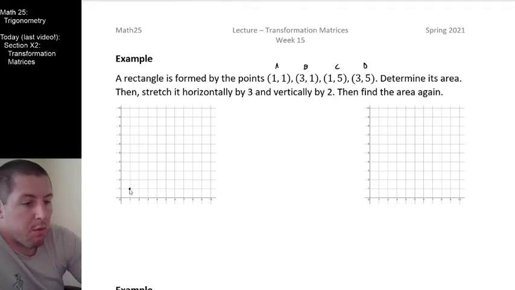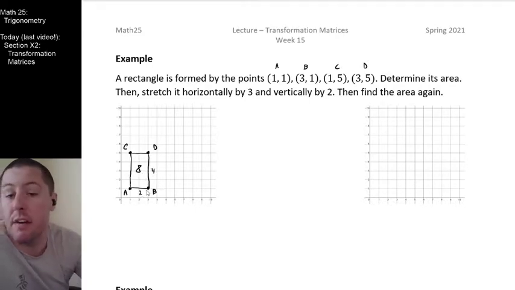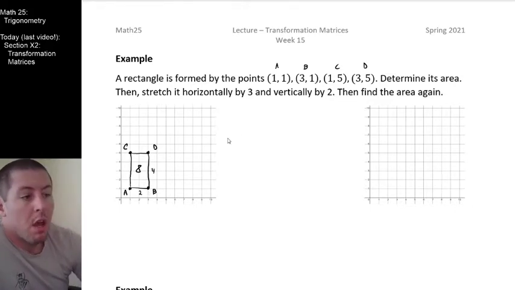So I'm going to start with my points at (1, 1), (3, 1), (1, 5), and (3, 5). So this is my A, B, C, D. And we can clearly tell that these points are forming a rectangle. I can clearly see that this rectangle is 2 units wide and 4 units tall. So it seems like its area is going to be 8 total units, right? 8 square units. So let's go ahead and set up our matrix transformation now.